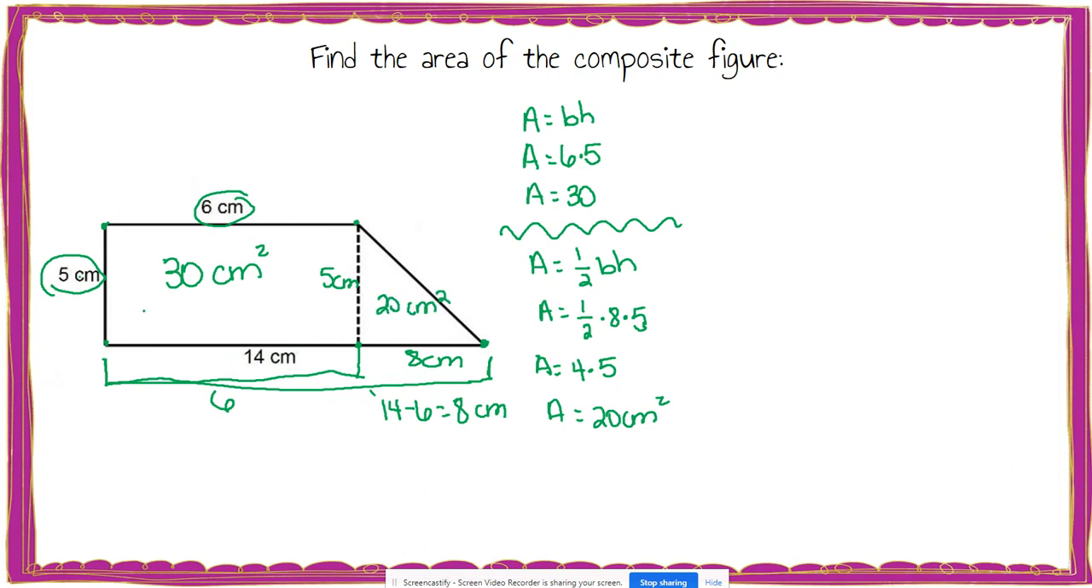So I know that the rectangle has an area of 30, the triangle has an area of 20, and to find the total area of the figure, I am going to add those together, and now I know that this has an area of 50 square centimeters.